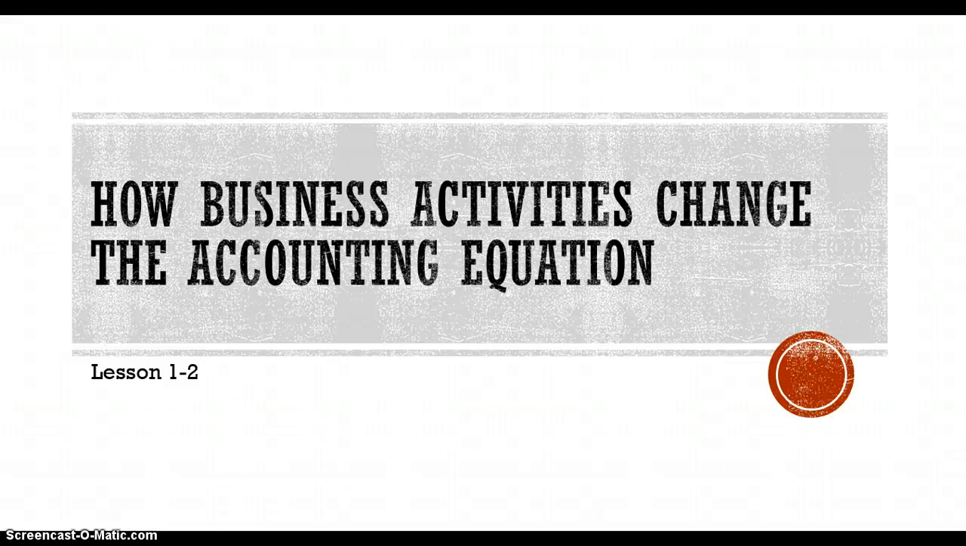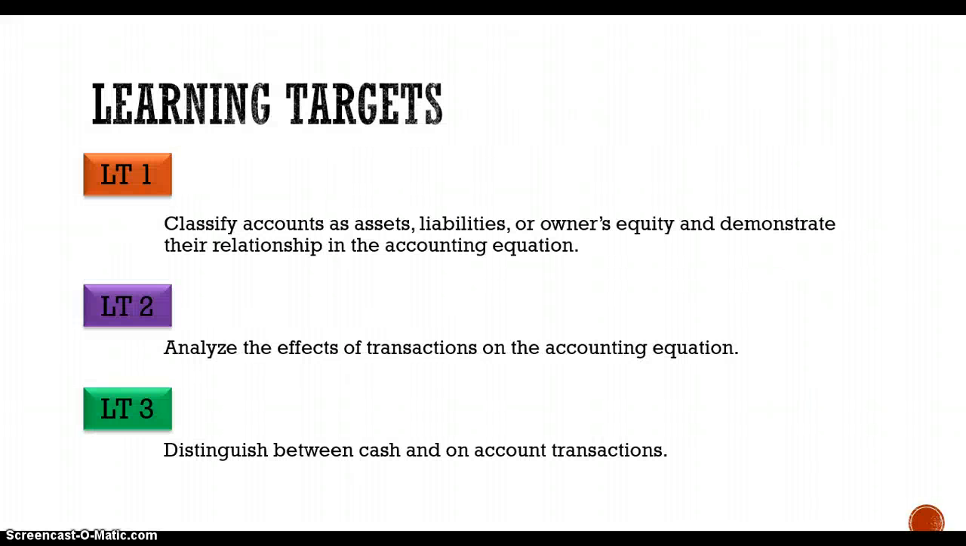All right, today we're going to do lesson 1.2, which is how business activities change the accounting equation. We have 3 specific learning targets for this unit. The first one, you will be able to classify accounts as assets, liabilities, or owner's equity, and demonstrate their relationship in terms of the accounting equation. Our second learning target, you will be able to analyze the effects of transactions on the accounting equation. And I know right now you don't know what all of that vocabulary means, but you will learn all of that in this unit. And your third learning target is distinguishing between cash and on-account transactions.